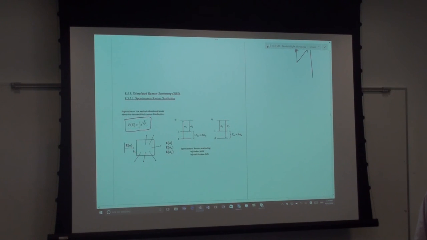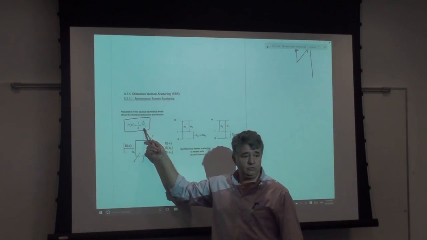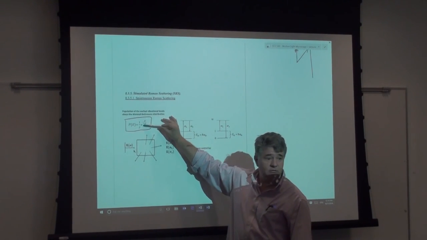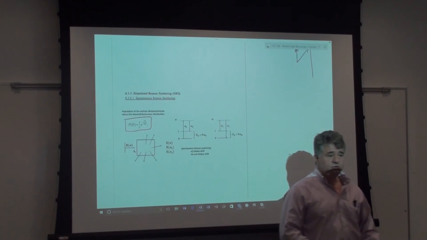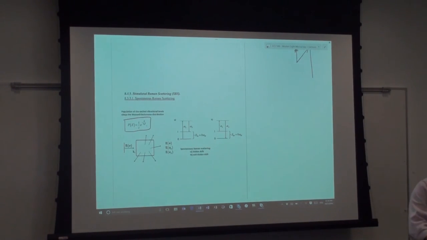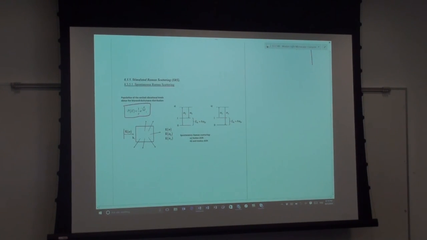There will be more molecules in the ground state, according to the Maxwell-Boltzmann distribution. So it's an exponential: the lower the energy, the higher the probability. So at room temperature, a lot more of the molecules will be in the ground state. That's why. Very simple.